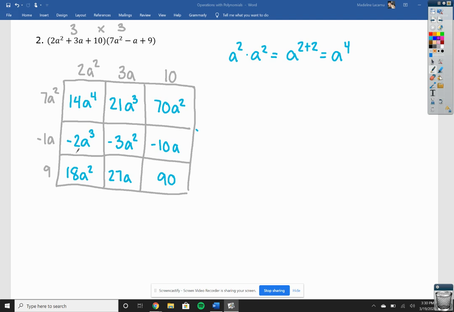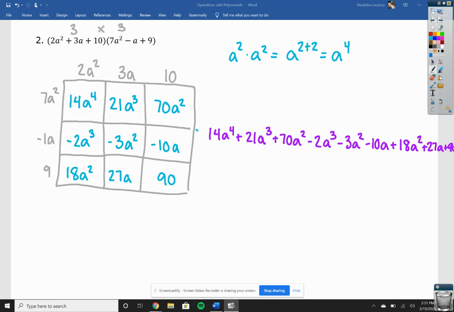Now all I'm going to do is take these, and I'm going to rewrite all of them. So it's going to be a lot. So 14a to the 4th plus 21a to the 3rd plus 70a squared minus 2a to the 3rd minus 3a squared minus 10a plus 18a squared plus 27a plus 90.